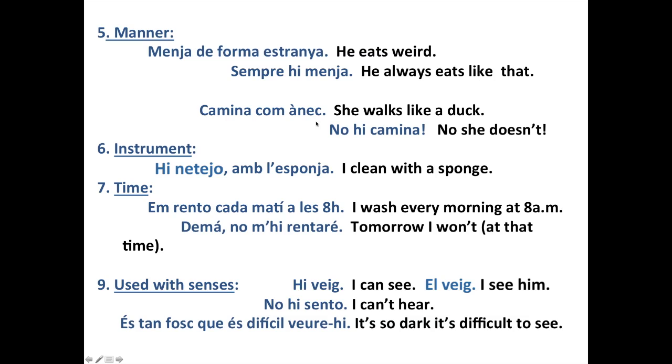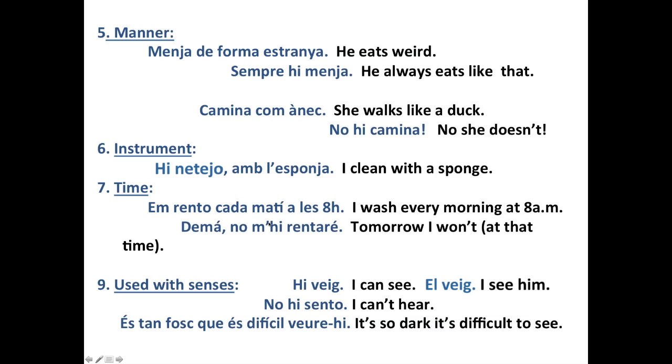Camina como un ànec. She walks like a duck. No hi camina. No, she doesn't walk like a duck. That's what the "hi" means here. So the "hi" is referring to the manner in which she walks. An instrument. Hi netejo amb la esponja. I clean with a sponge. What does the "hi" represent here? It means the instrument I use to clean with. So, amb la esponja.